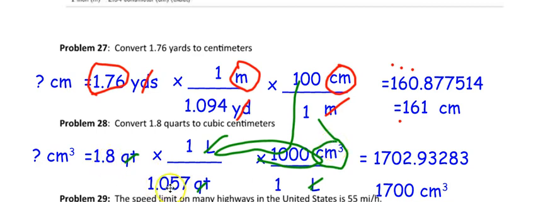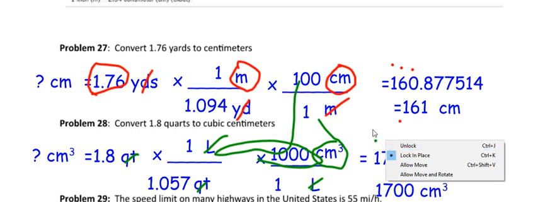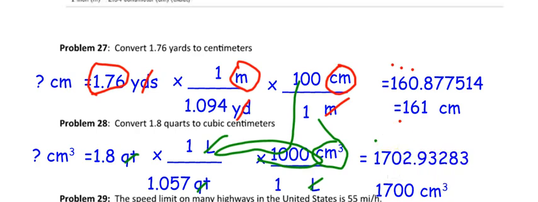So 1.8 divided by 1.057 times 1,000, and this is what I get. But how many sig figs are in 1.8? Only 2. So now I need to count over 2 sig figs. I need to stop here. So it's not 17, it's just 1,700. These zeros are not significant, 2 sig figs. So I get 1,700 cubic centimeters.